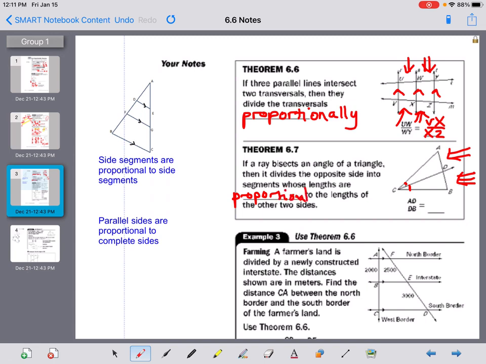Wow, my writing's not great there. To the lengths of the other two sides. Okay, this AD is going to be proportional to the side it's closest to, AC. And this DB is proportional to its closest side, which is, I guess I'll call it BA, to keep my pattern the same.